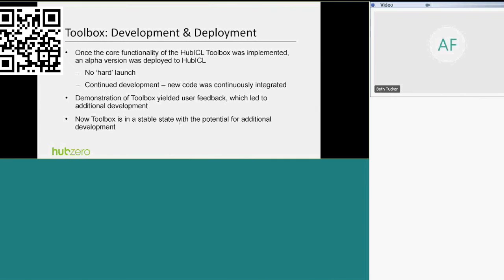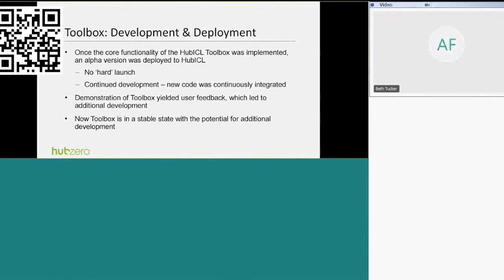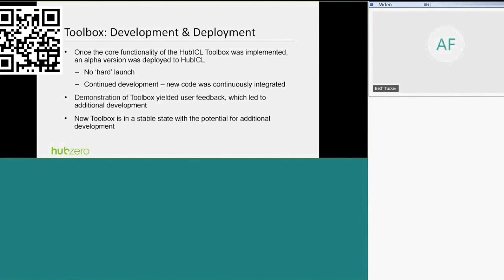So when it came to deployment and development, after I had planned out what the user interface would look like and what the database would look like, I started coding. And once I got to a point where all of the sort of core functionality was present, I deployed an alpha version to HubICL, which allowed the HubICL team to get some hands-on experience working with the component and provide me with additional feedback. So there was no hard launch.